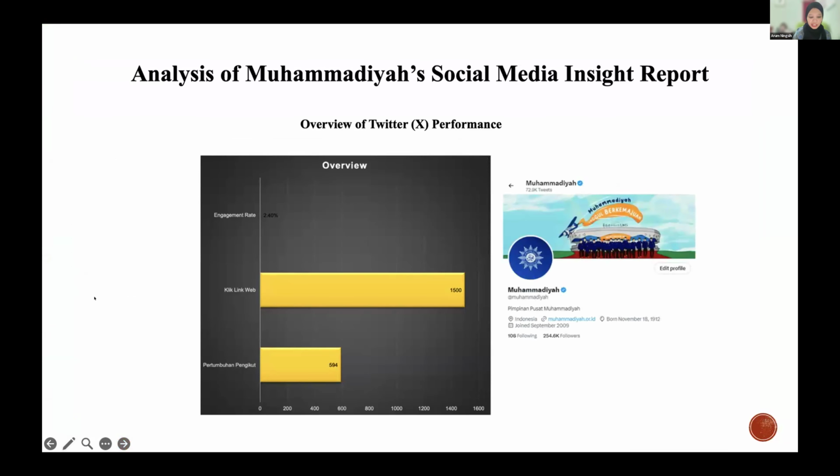So let me now turn to how Muhammadiyah operates their digital strategy in practice. The organization's digital division primarily uses Facebook, Instagram, and Twitter or X as its main communication platforms. One particular finding from the February 2023 Digital Insight report concerns the strategic use of humor through a caricature post on Twitter with a humorous caption.